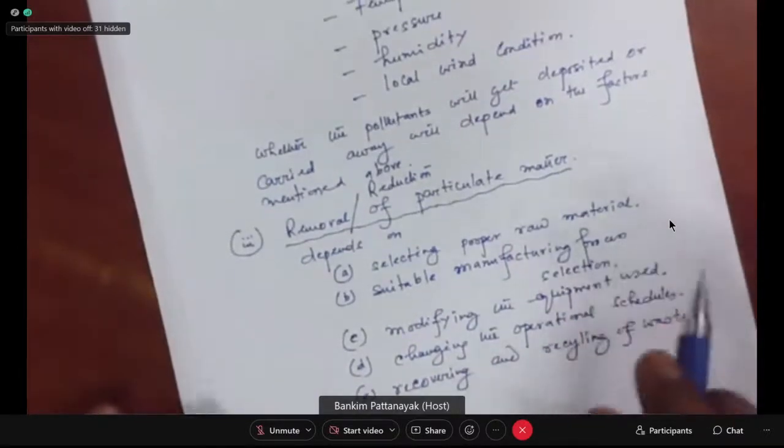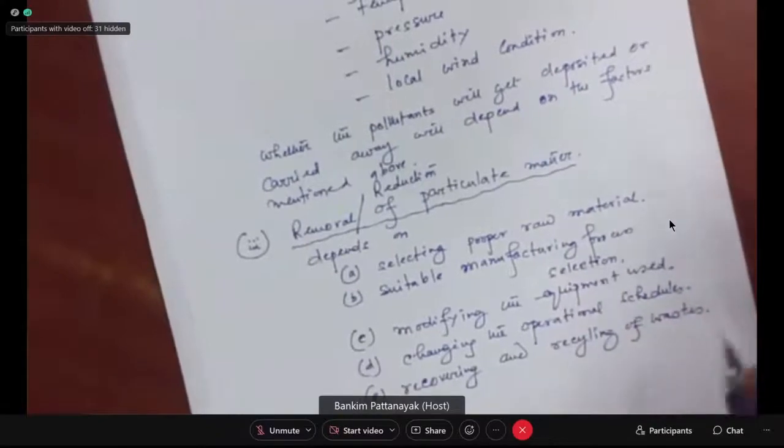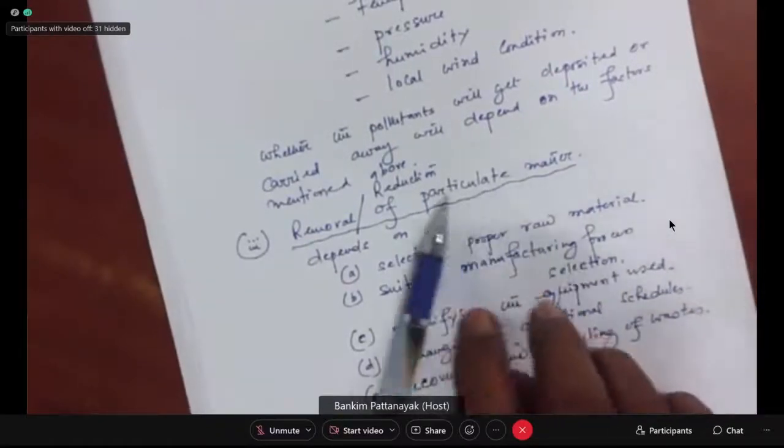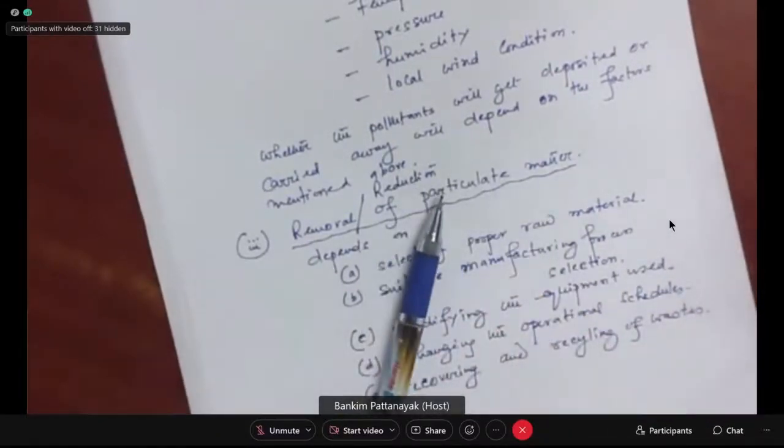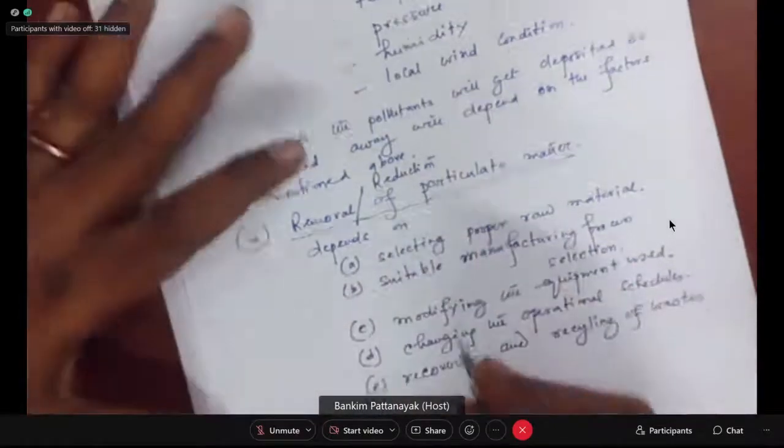Example, selecting proper raw material. Selecting proper raw material means you have to select a material which does not react with that particulate matter, and which is also capable of segregating that particulate matter from the flow.